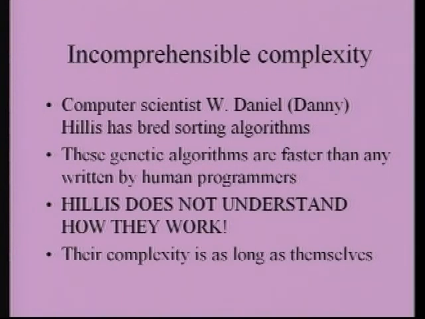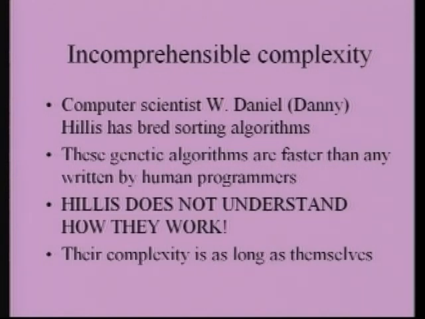At this point, I want to take a little detour in order to make a point about incomprehensible complexity. One of the greatest computer scientists today is Danny Hillis, who works in many things, including artificial intelligence. Danny Hillis has bred sorting algorithms, which we don't need to go into now, but they sort a list of numbers. A computer scientist likes to see which algorithm will be faster and shorter, that will sort the list of numbers in increasing order.